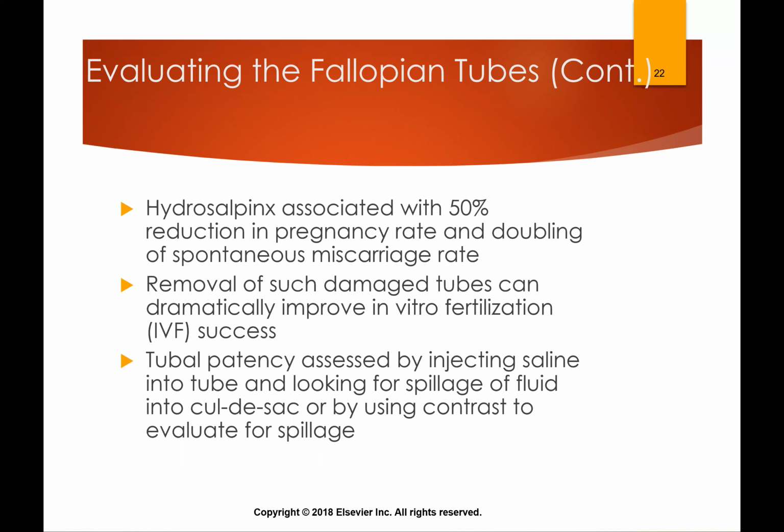The tubal patency is assessed by injecting saline into the tube and looking for a spillage of fluid into the cul-de-sac, or by using contrast to evaluate the spillage. This is called a hysterosalpingogram, and they're very painful, but what they do is they put dye, look under x-ray, and watch the dye go through from the cervix to the endometrium to the fallopian tubes and out through the cul-de-sac. And if you can see that the fluid does go out, it means that the fallopian tube is patent.